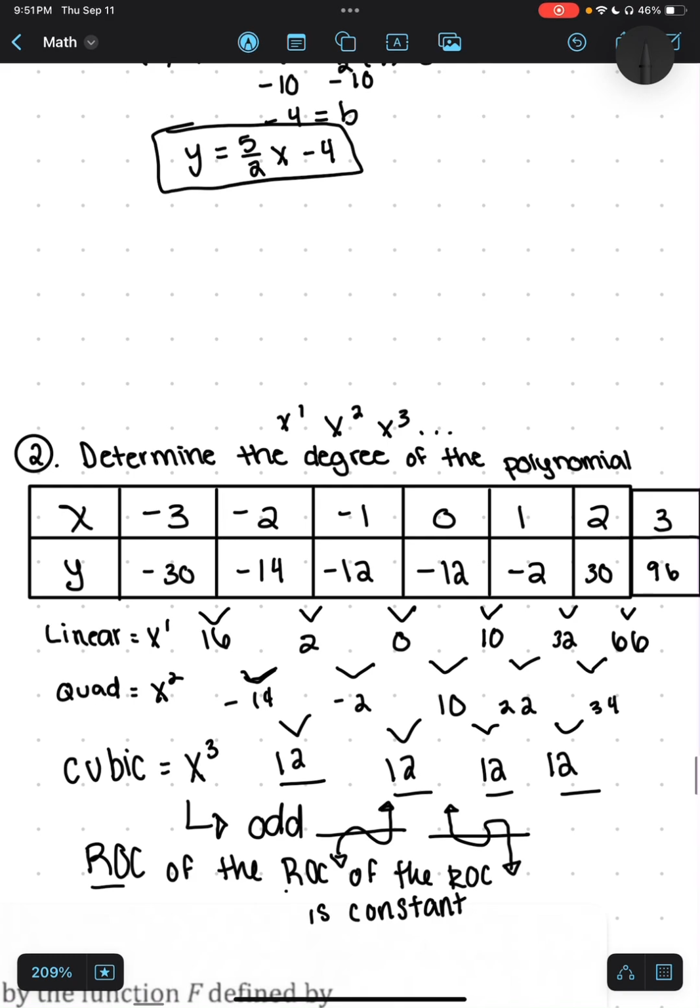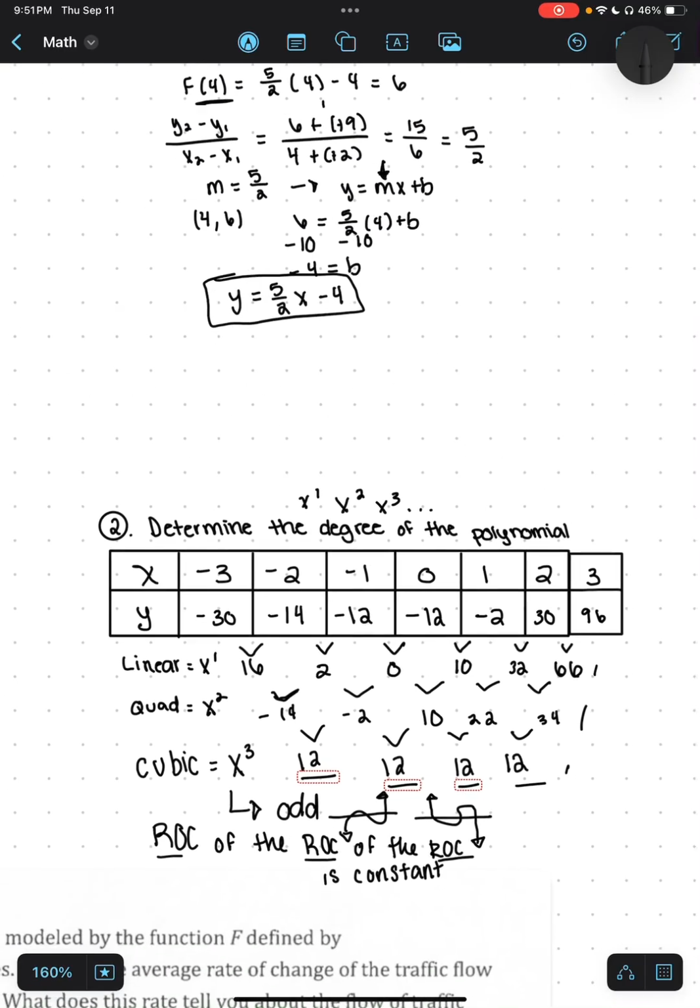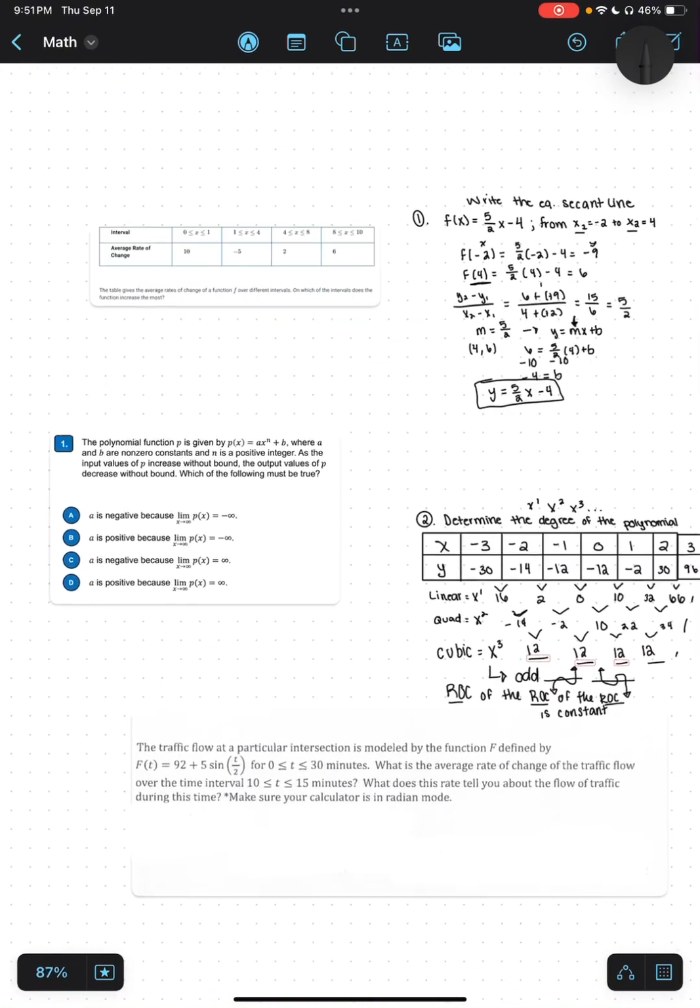So 1, 2, 3. And it took us 1, 2, 3 times to find the average rate of change. All right? So that's the answer for that one.